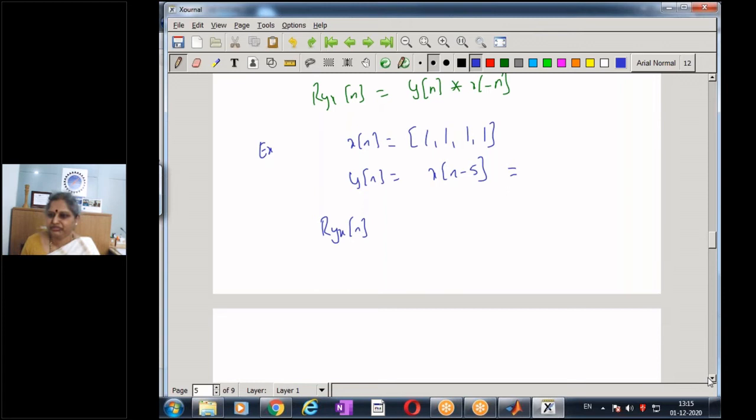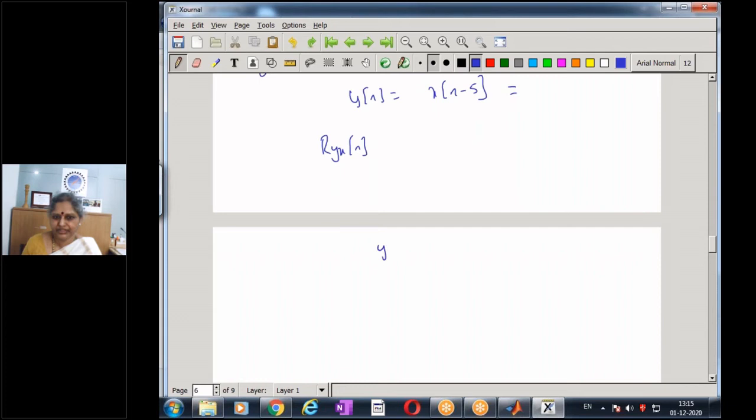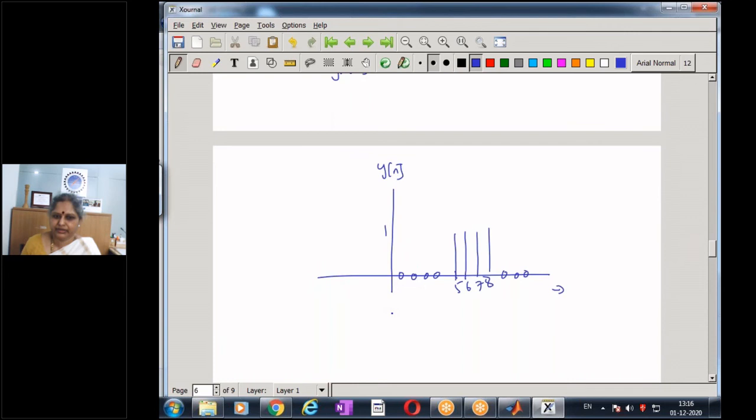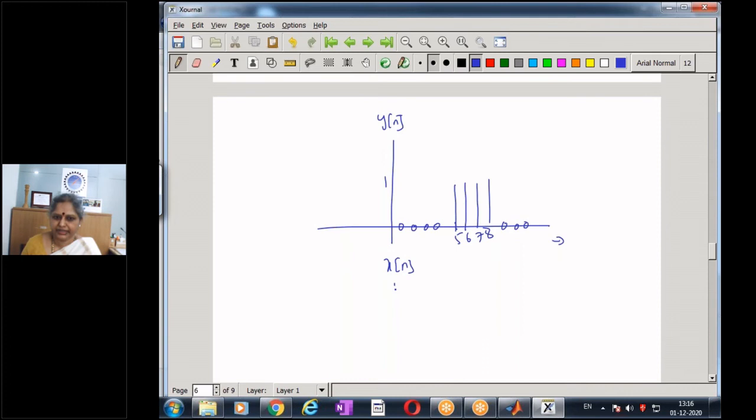So let me first sketch the signal. Let me sketch yn. What is yn? x of n minus 5. So I need to delay it by 5. What happens at 0 will now happen at 5. So 5, 6, 7, 8, and the value is all 1. I have four values, 1, 2, 3, 4 at 0. So this is what my yn is. And I also have my xn. My xn is given in this manner: 1, 2, 3, and everything else being 0.